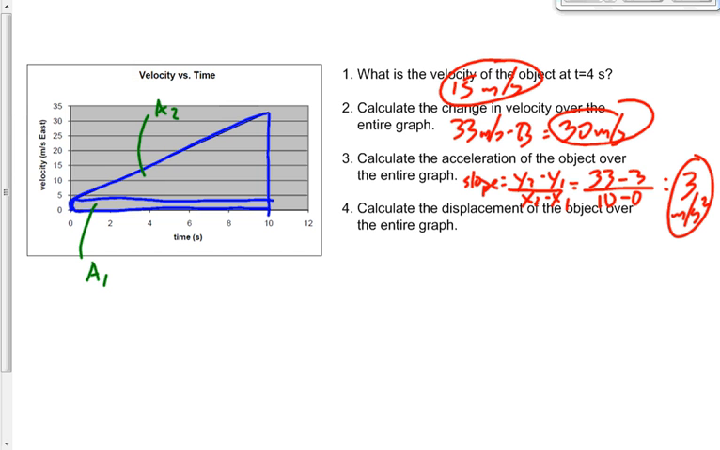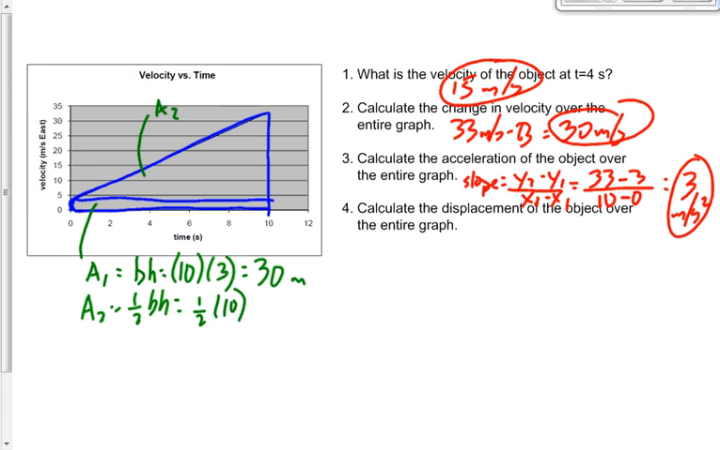Area number 1 is a rectangle, so it's going to be base times height, or length times width. The base here, or the length, is 10. The height is 3. It goes from 0 to 3, so that's going to be an area of 30. Area 2 is a triangle, so we're going to say it's 1/2 base times height. The base here is 10, and the height goes from 3 to 33, so the height would be 30. We multiply those, it gives me 150.